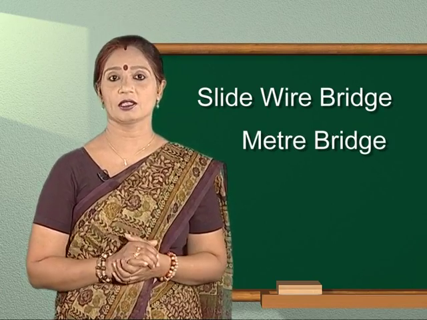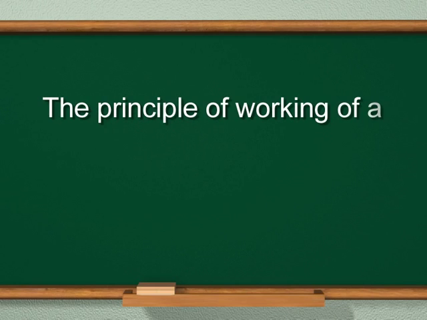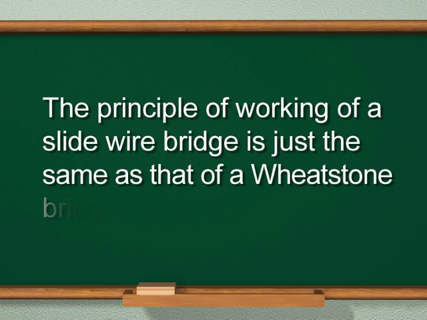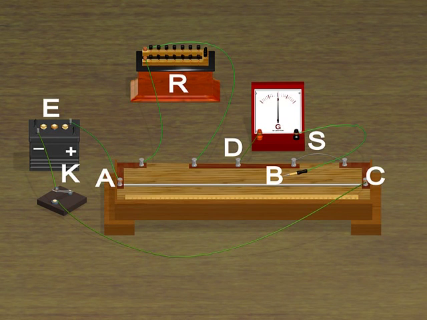For obvious reasons, the principle of working of a slide wire bridge is just the same as that of a Wheatstone bridge. It consists of a wire AC of constantan or manganin of 1 meter length and of a uniform area of cross section. It is stretched between the copper strips on a horizontal wooden board. A meter scale is also fitted on the wooden board parallel to the length of the wire.